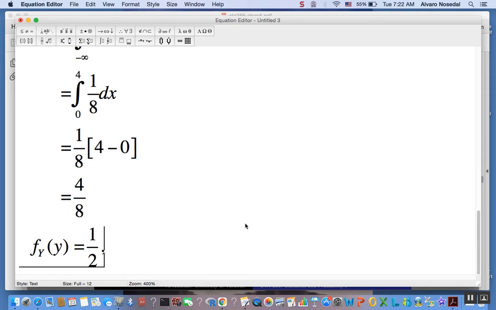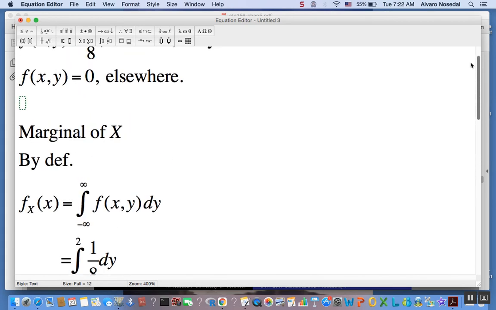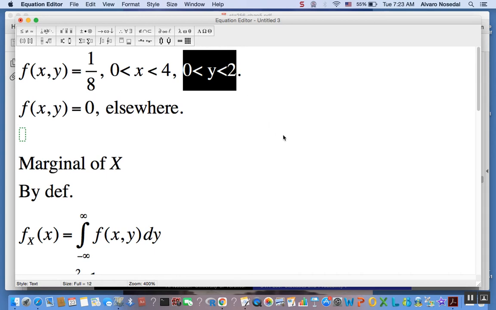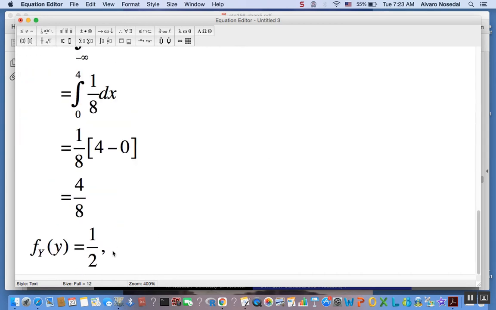Now that expression will be valid for y's that go from 0 to 2. And again, we have another continuous uniform distribution. Now this one over the interval 0 to 2. Make sense? So both of them, both marginals by themselves, they are legit probability distributions.